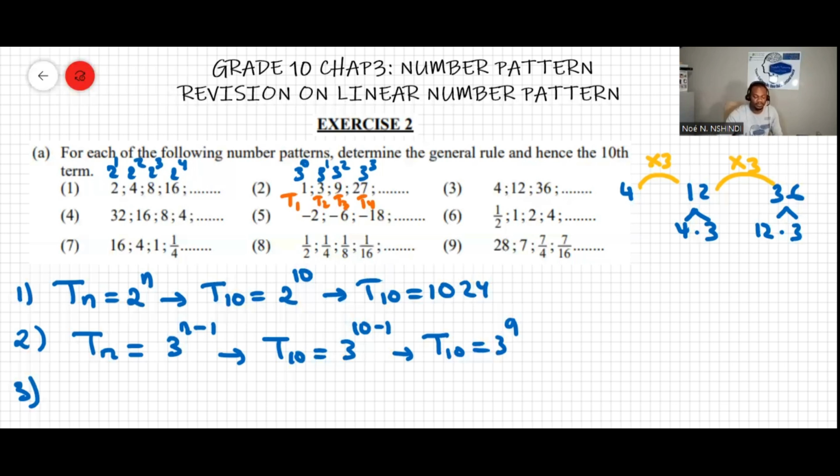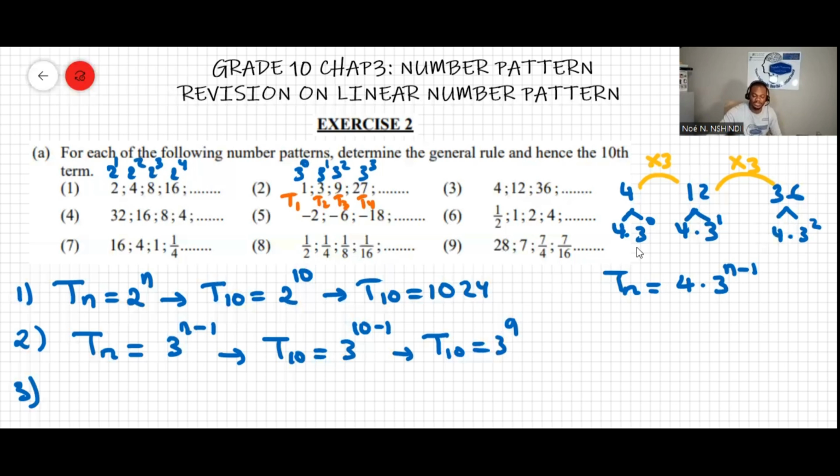Therefore, the pattern would be Tn equals 4, the initial 4 here, times 3 to the power of n minus 1. You can check it here. 4 would be 4 times 3 to the power of 0. This will be 3 to the power of 1. Even this one will be 4 times 3 to the power of 2.